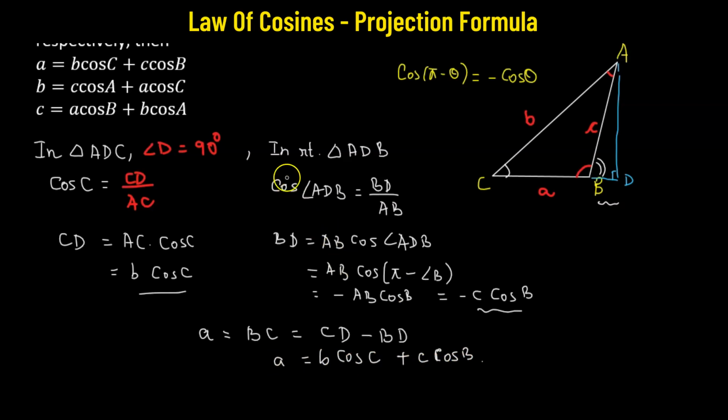So we have shown here that the projection formula works for an obtuse angle triangle as well. Fine. Now we can also show it for a right angle triangle. If ABC is a right angle triangle, then angle B will be 90 degrees. So if we substitute the value of B with 90 degrees, all we'll get is a equals b times cosine C. Fine. So let's understand this idea with the help of a few problems.